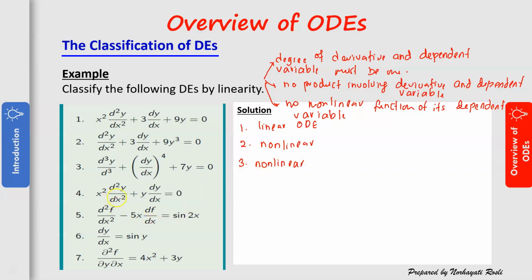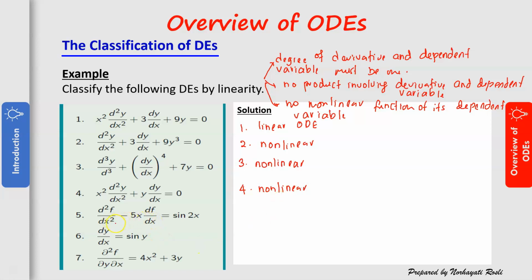When we see number 4, we have here, okay, this one actually has degree 1, but we have a product involving derivative and dependent variable, which is for this one y times dy dx, and this case does not fulfill condition number 2. This means that number 4 is a nonlinear ODE.